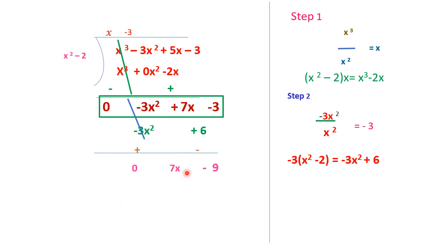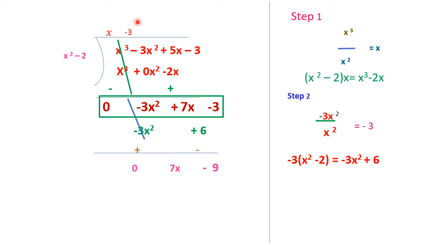Now, the next step is you have to see the degree of this remainder. First of all, let us understand whether it is remainder or not. Should we end our process over here or not? How can we understand that we are going to end our process over here? Because the degree of the remainder is less than the degree of the divisor. So the process is ending. We cannot divide further. Hence, 7x minus 9 is the remainder.